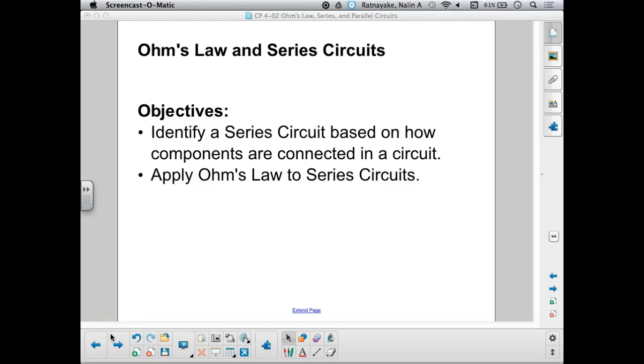Hello students, this lecture is about Ohm's Law and applying it to series circuits. So we've already learned about Ohm's Law, which is a relationship between voltage, resistance, and current. And we're going to learn how to apply that to specific kinds of circuits. So our objectives in this lesson are to be able to identify a series circuit based on how components are connected in a circuit. And we'll learn some rules for that. And then we'll also learn some rules for applying Ohm's Law to series circuits.